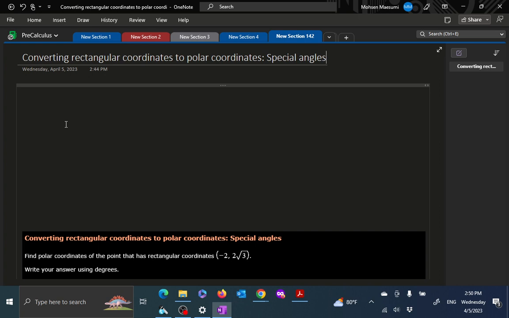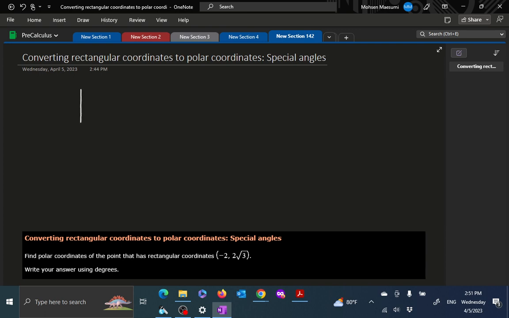Topic today is converting rectangular coordinates to polar coordinates, special angles. We said there are at least two kinds of coordinate systems. We are already familiar with the Cartesian, which is also called rectangular. We want to study the relationship between that one and the new one we just started, which is the polar coordinates. Let's go ahead and explain some basics.